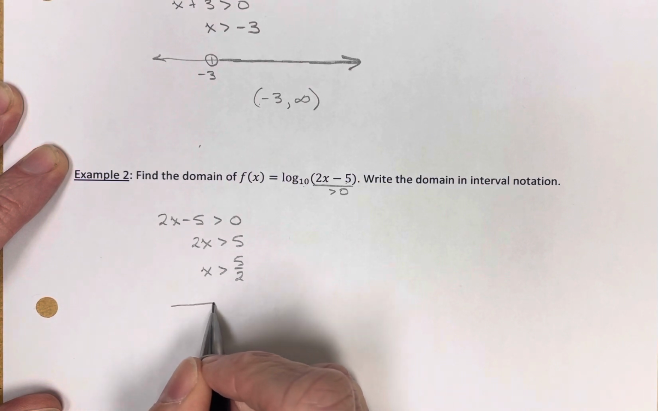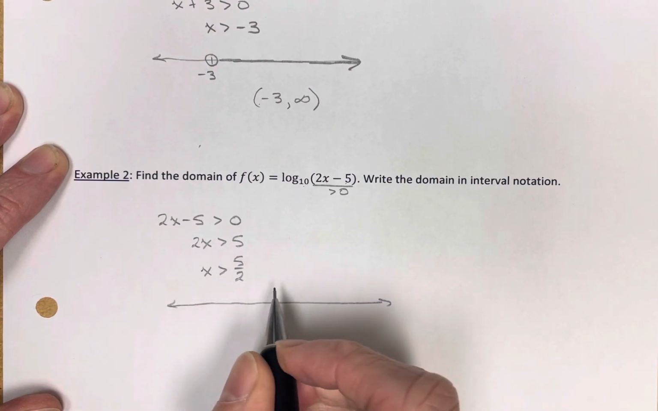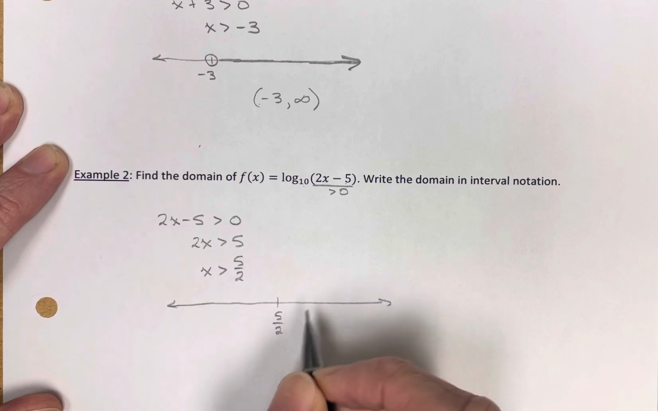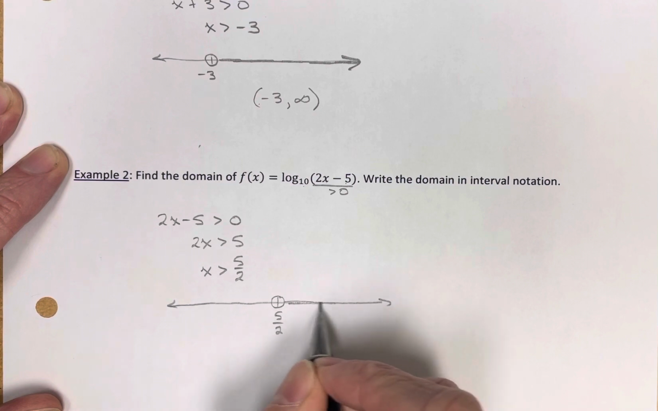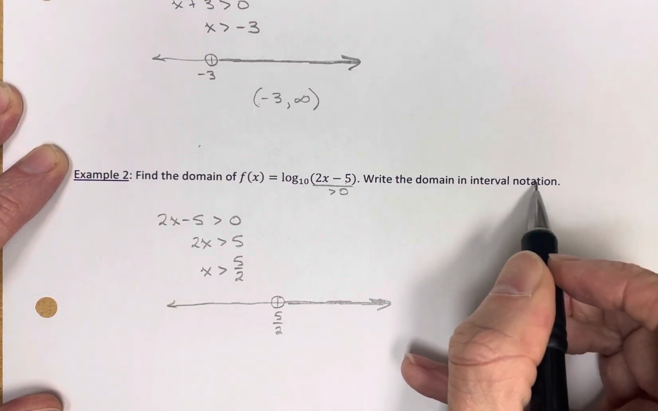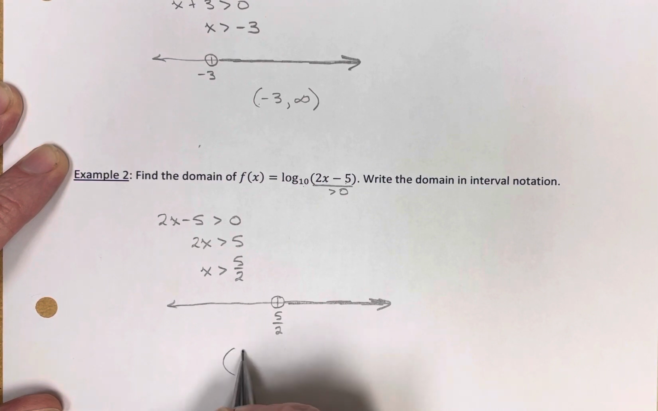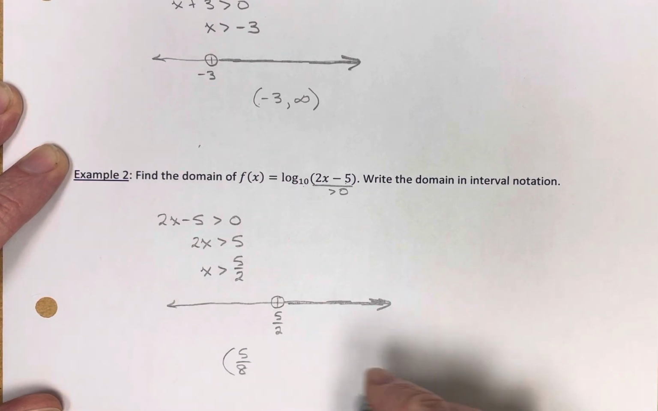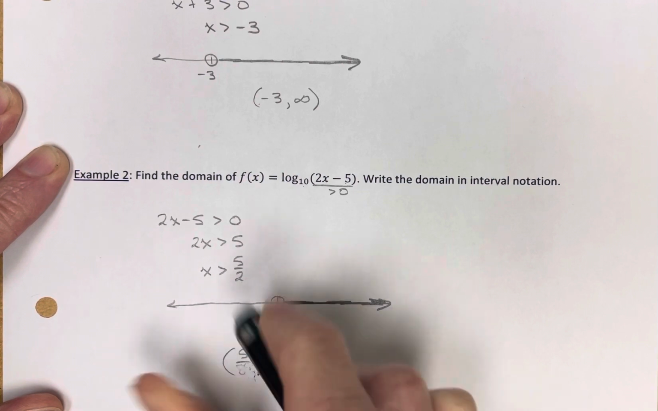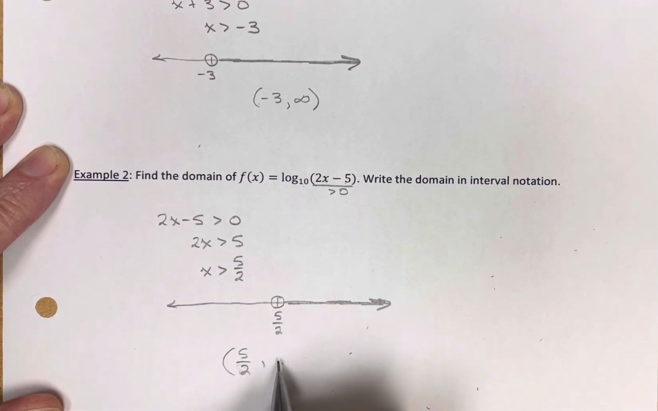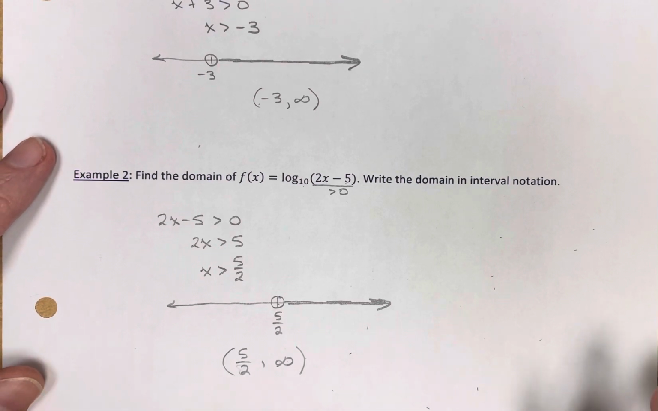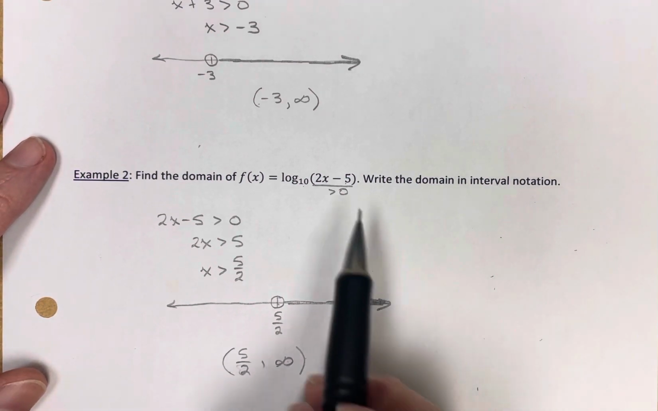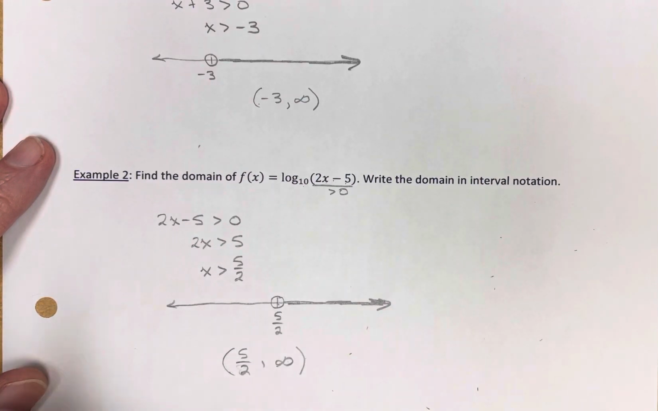On a number line, I'll put 5 halves over here someplace. Greater than 5 halves means I'll circle it because it's not equal to, and I'll shade to the right. In interval notation, this means I'm going from 5 halves, not 5/8, as my starting point all the way to positive infinity. I have an open parenthesis because 5 halves is not included in the domain. So the key with log functions: the argument must be positive.